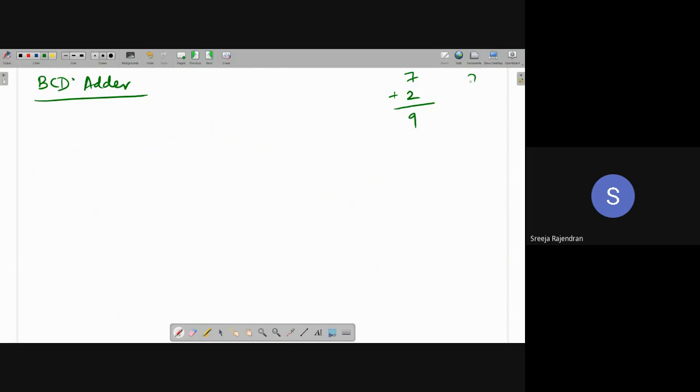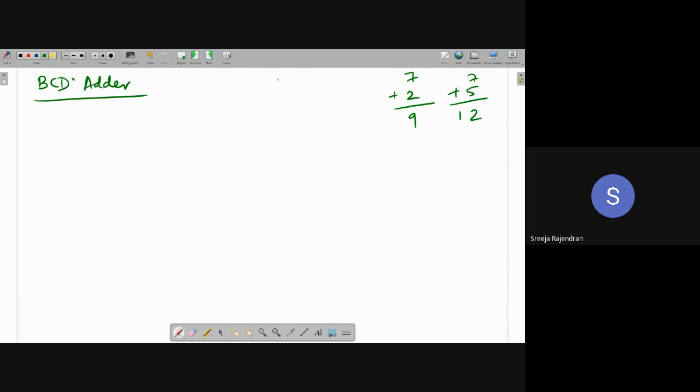Suppose I have 7 plus 5, I should get the output 12, right? I want to see it as 12 and not the binary representation for this particular one. So BCD adder is important in that way. That is a particular application where we will use a BCD adder. So now let's see what happens in the BCD adder, the same case.